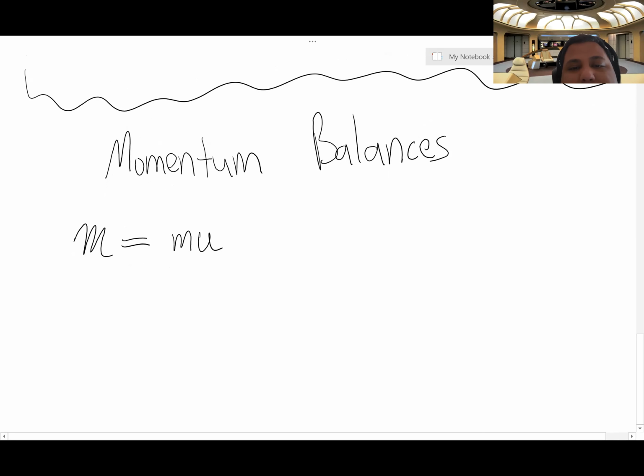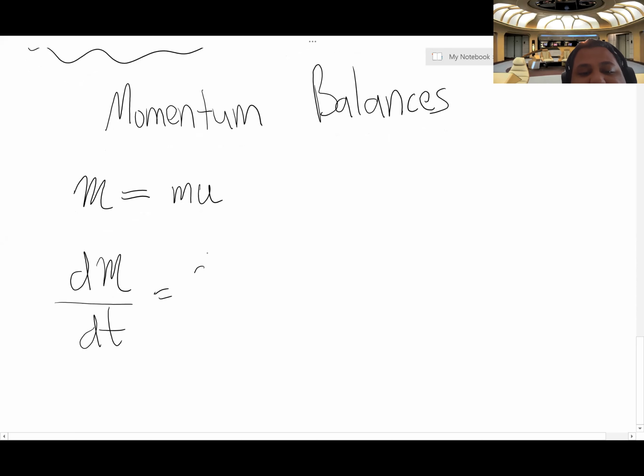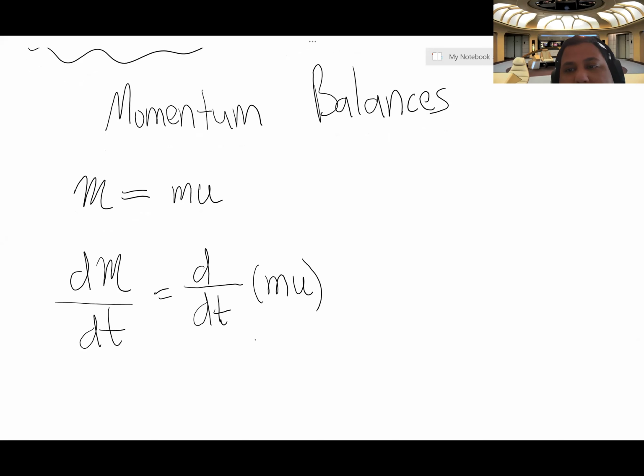And so if I'm looking at a momentum balance, what I'm most interested in is understanding the implications for changing momentum as a function of time or distance. Which means in this system, I'm interested in looking at the differential of this quantity, mass times velocity, with respect to time. Now, I can distribute the derivative, and what I'm left with is mass times this change in velocity with respect to time, plus velocity times the change in mass with respect to time.